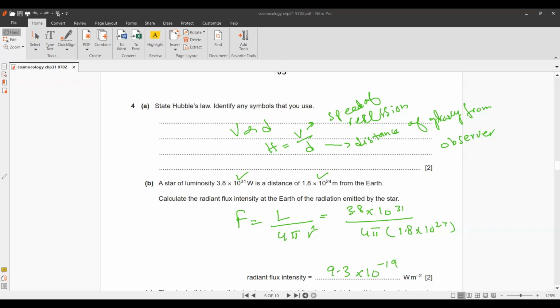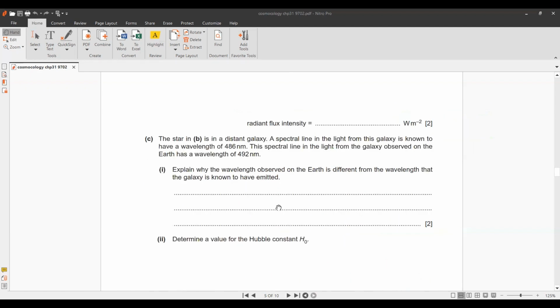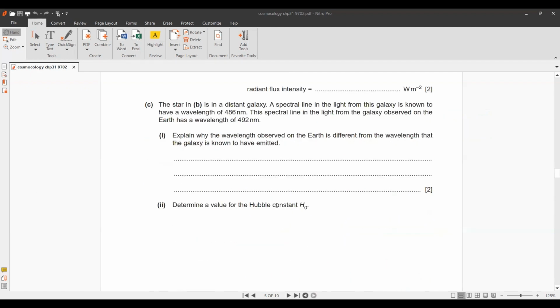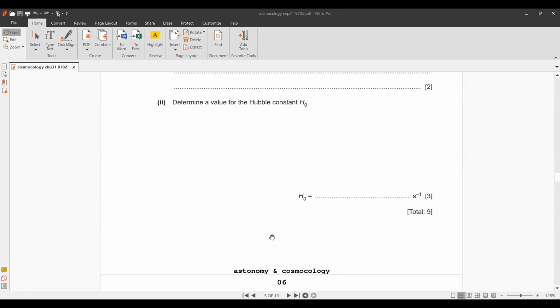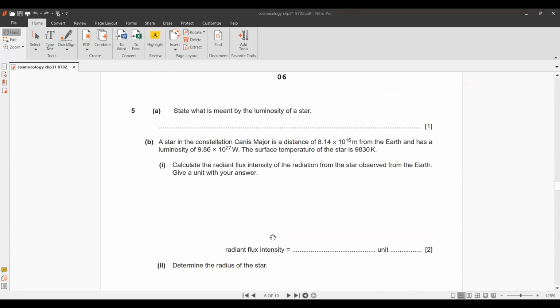Moving on to the next part, we have... Isn't this question a repeat? Yes, this is a repeat. We have done this question. Let's move to question number 5.